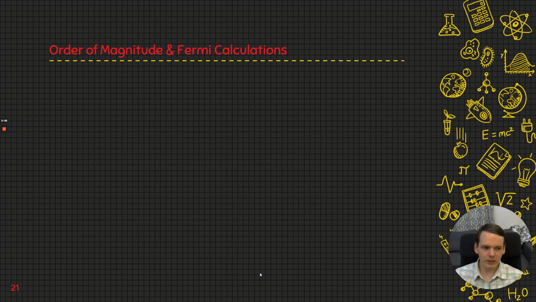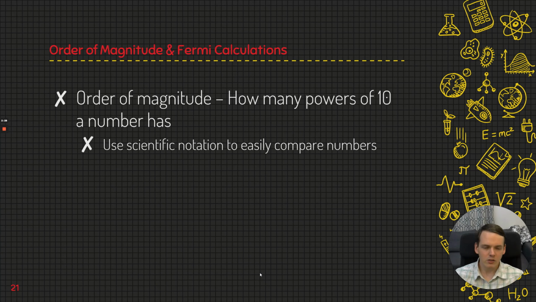The next way that we can check our answers is by looking at the order of magnitude and doing what we call Fermi calculations. So the order of magnitude, a quick math refresher, that's how many powers of 10 a number has. So we can use scientific notation to easily compare those numbers. So 1,000 is 10 to the third. And that's 10 times bigger than 10 squared, which is 100. So just knowing powers of 10, that's a good way to think about answers, right?